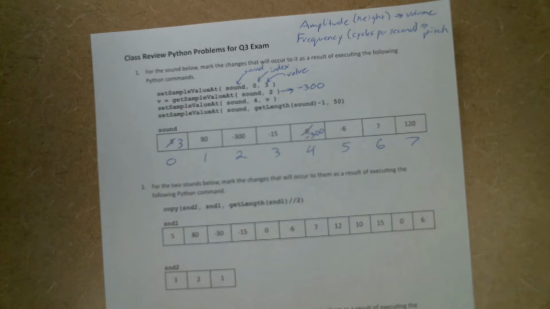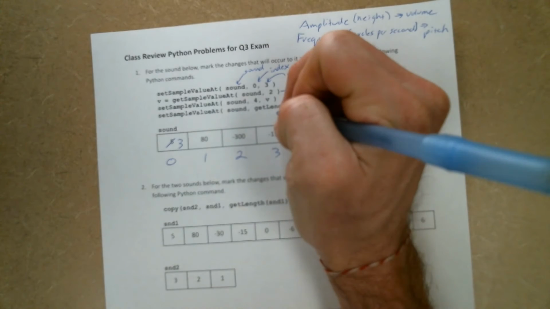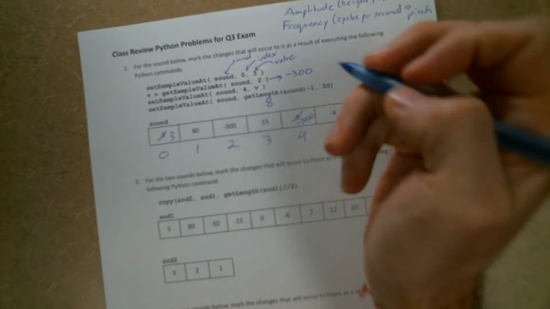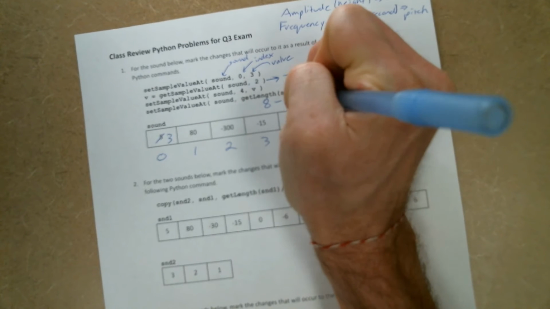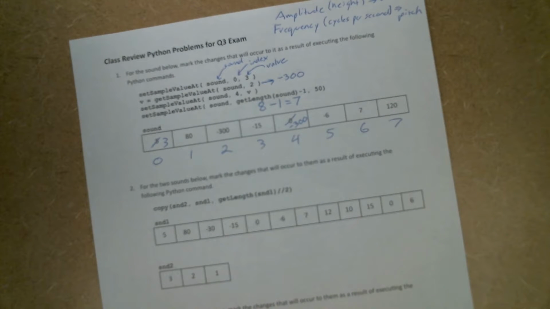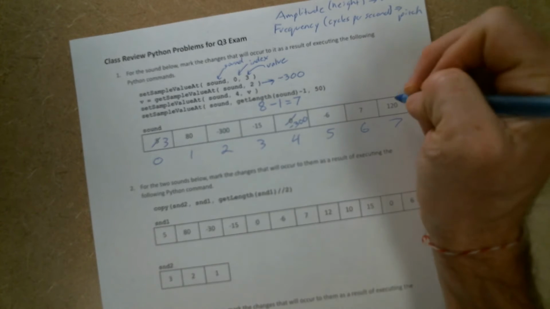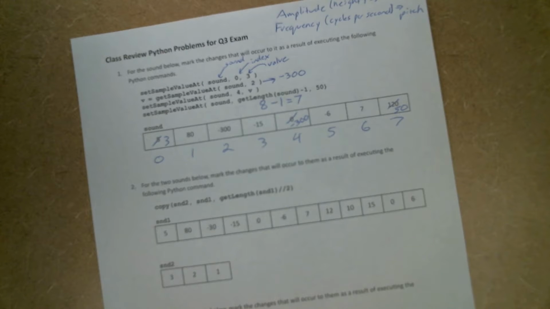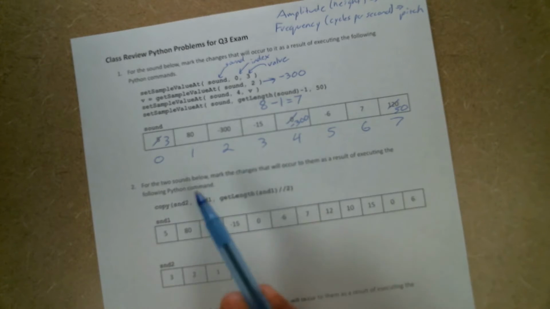And then the last one says set sample value at sound, get length of sound minus 1. So the length of sound is 8, but there is no index 8 because we started at 0. But 8 minus 1 is going to give us 7, or basically turn the last value to 50. So this 120 would go to 50. That's an example of analyzing the code and being able to understand how it changes and impacts the different values.